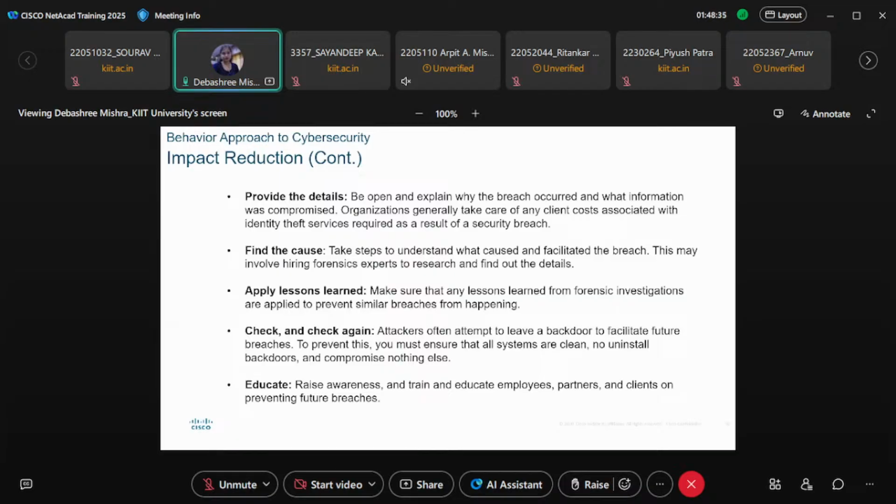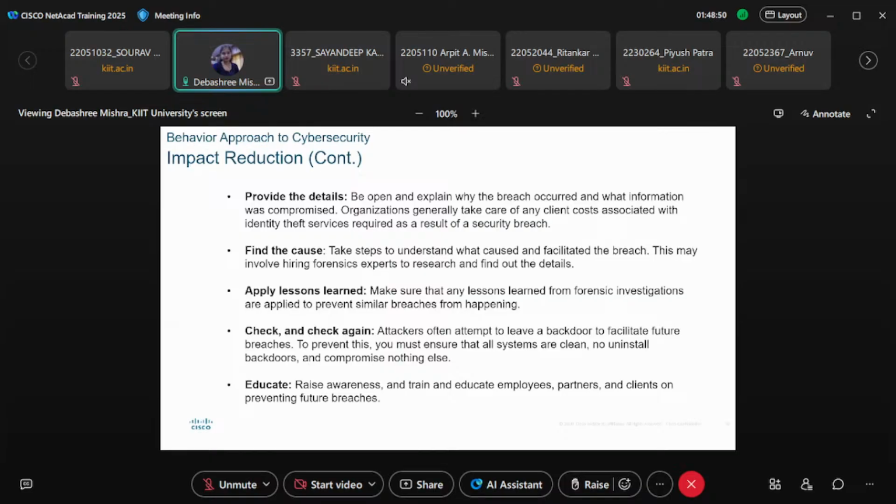Next is educate. So you need to have awareness training. We need to educate our employees, the partners, the clients, which are basically there in the network, so that we can prevent this kind of future breach.